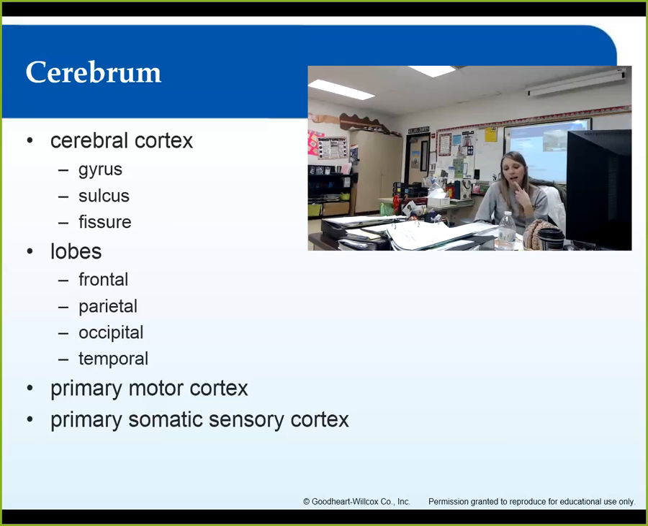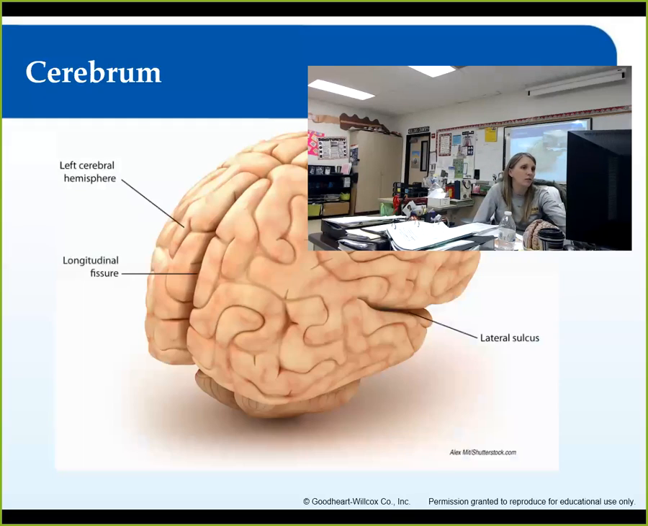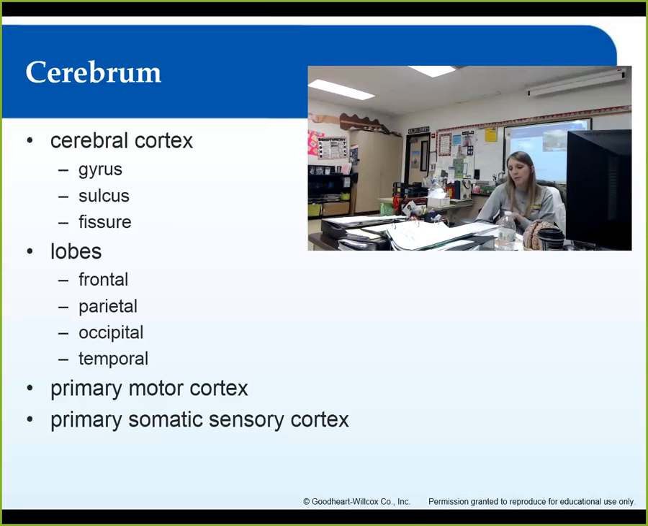All right, so let's look at the different lobes, and you can specifically see these on the bottom of page 208. Bottom of page 208, there's a great picture of the different lobes of the brain. And basically, these are just regions, and this is just the cerebrum that we're talking about, those regions.